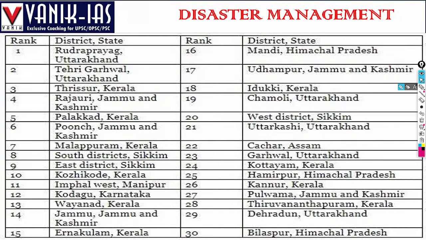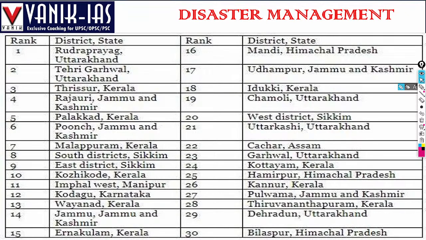Then Mandi in Himachal Pradesh, Udhampur in Jammu Kashmir, Idukki in Kerala, Chamoli in Uttarakhand, West District Sikkim, Uttarkashi in Uttarakhand, Cachar in Assam, Garhwal in Uttarakhand, Kottayam in Kerala, Hamirpur in Himachal Pradesh, Kannur in Kerala, Pulwama in Jammu Kashmir, Thiruvananthapuram in Kerala, Dehradun in Uttarakhand, and Bilaspur in Himachal Pradesh.